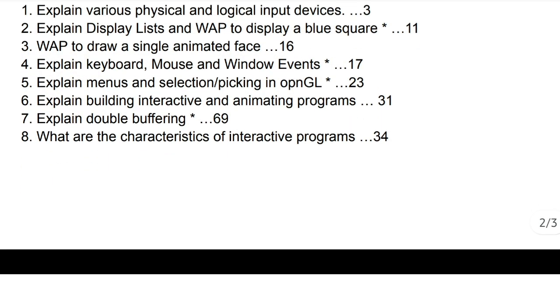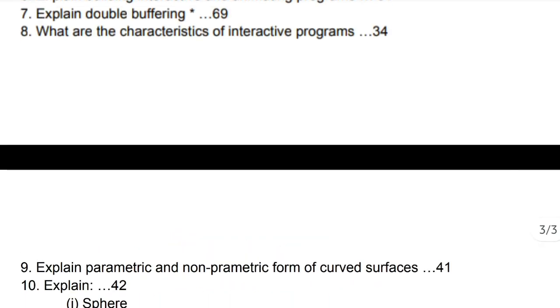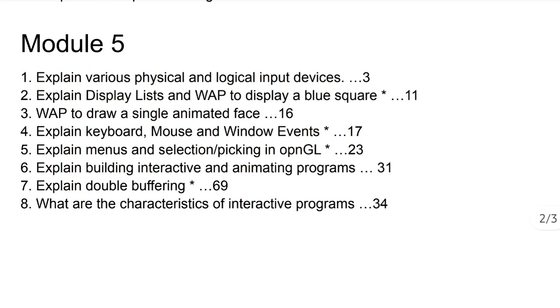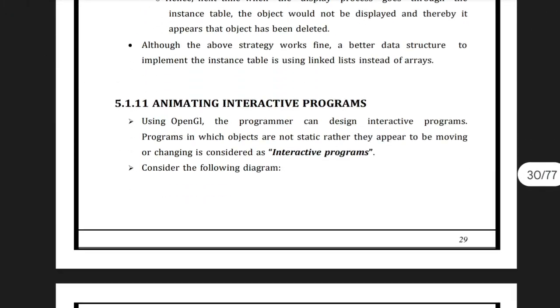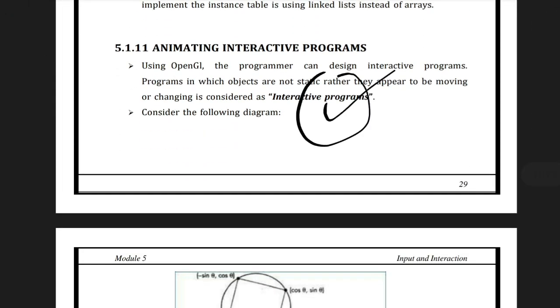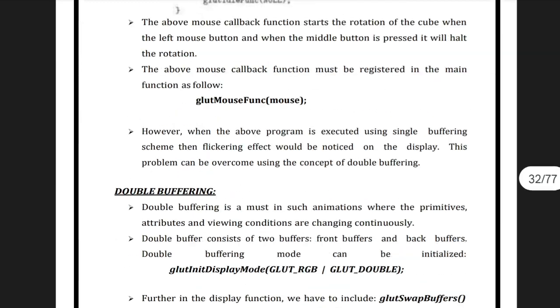Then we have building and animating interactive programs and double buffering. What are the characteristics of interactive programs? And explain parametric non. Okay, this is the chapter. Here we have 3 questions left: interactive programs, and a concept called double buffering, which is an important one. For the characteristics of interactive programs, you can go through it. I need not explain it, as it was already explained when I was explaining the display list. You can go to that part and see what I explained there. I'm not going to explain it again.